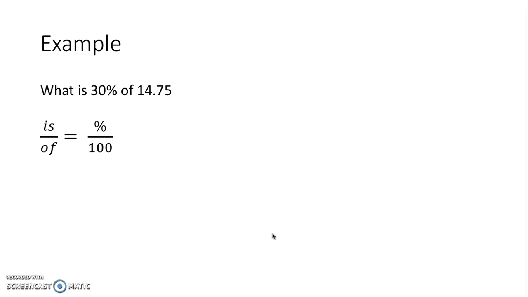So this way number one, we are wondering: what is 30% of 1475? We're going to fill in "is over of equals percent over 100." What is? Well, we don't know what is yet, so that's our x. 30% of, so whatever's after "of" is 1475. Equals percent, so just drop that percent sign, over 100.